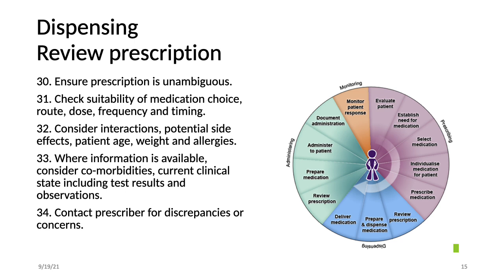Dispensing, the first step in dispensing is to review the prescription. The pharmacist ensure prescription is unambiguous, check suitability of medication of choice, and the route, the dose, the frequency, it relates to the patient illness and condition and other comorbidity. Consider interaction and potential side effect, and also according to the patient age, weight, and allergy.